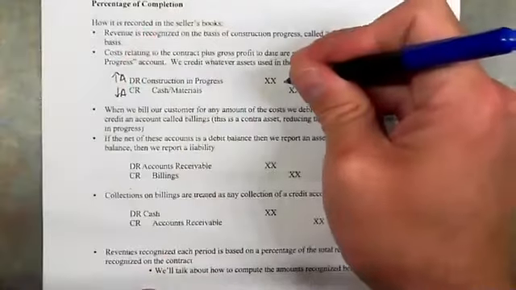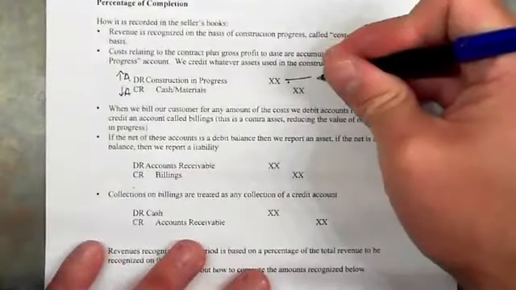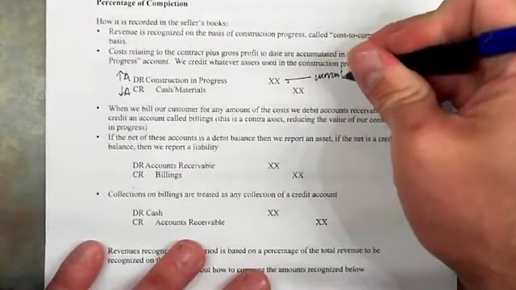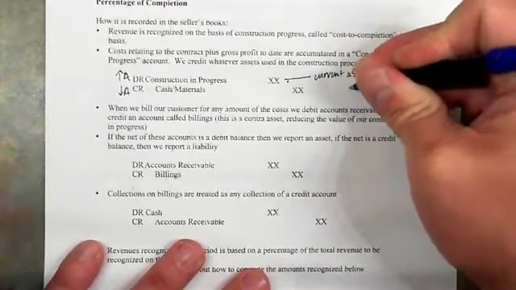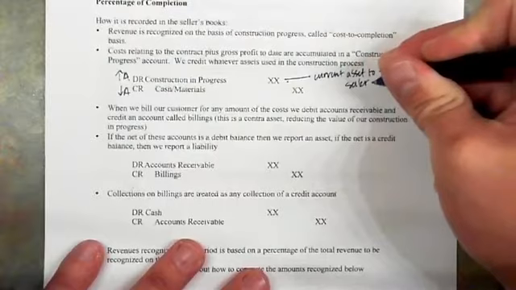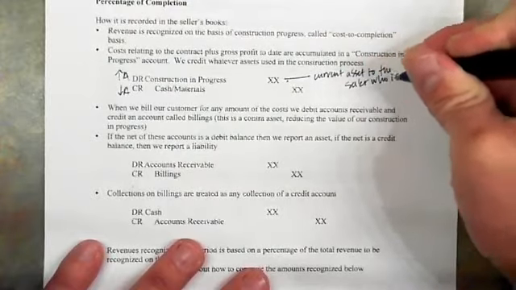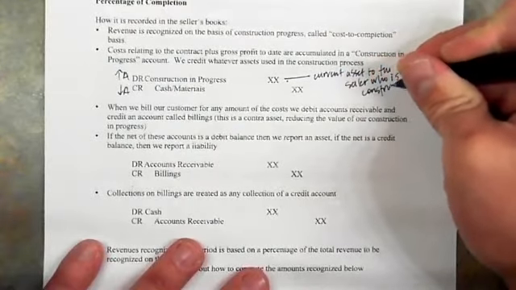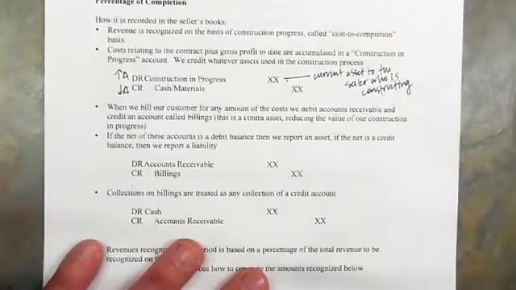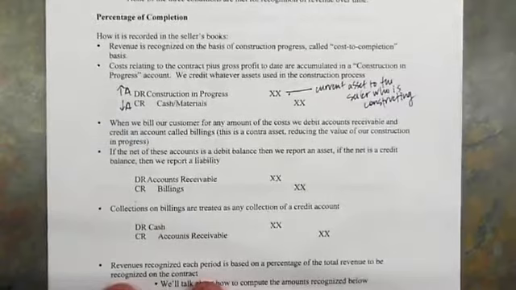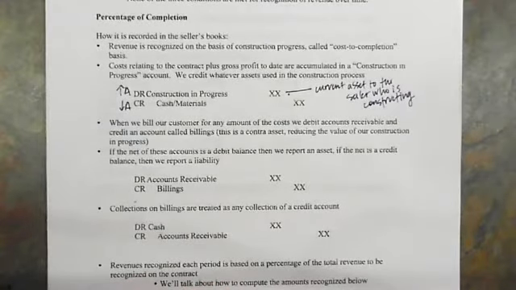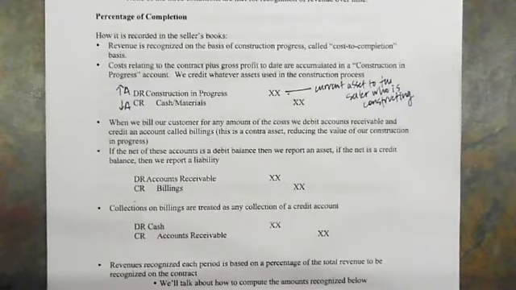The construction in progress account will be a current asset to the seller who is constructing. And even if we're talking about a long-term contract, remember that current assets are defined as the next year or operating cycle, whichever is longer, right?